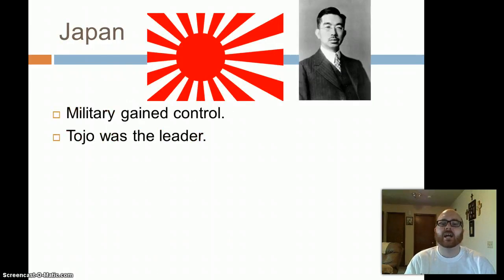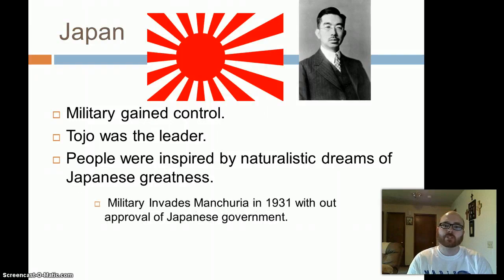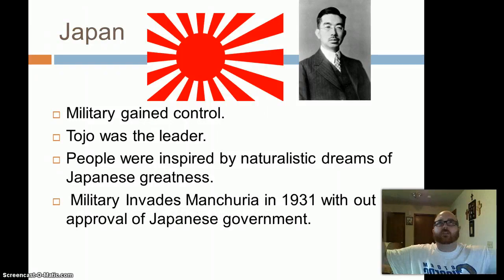And in Japan, as you see here, Japan is now an empire. Despite the Washington Conference, we're like, please, Japan, don't. And then they go and invade Manchuria, violating the treaties, and just building up their empire, building up military, and wanting control over the Pacific. So military gained control. Tojo's the leader. People were inspired by nationalistic dreams, Japanese greatness.